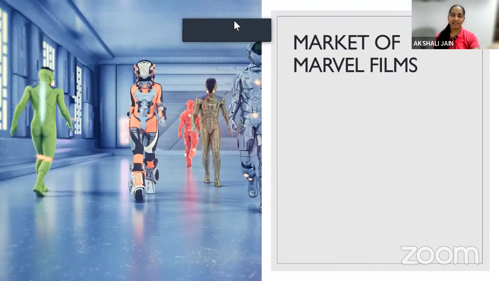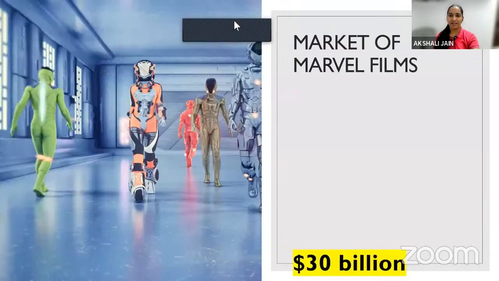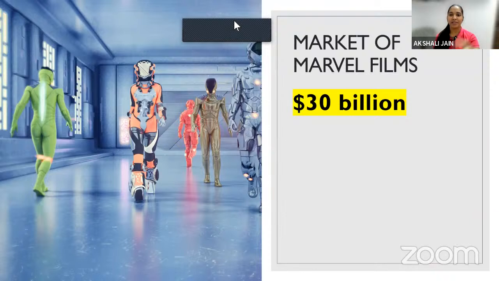You must be thinking they are so popular, so engaging, everyone wants to watch them, so they must have a bigger market than game development. But actually, you are wrong. The market of Marvel films is $30 billion, and the market of game development is $250 billion. So there comes the difference. I'm not comparing the two, I'm just analyzing where you stand and where Marvel films and game development stand, right? We have heard a lot about Marvel films, but very little about game development. So today I'm here.